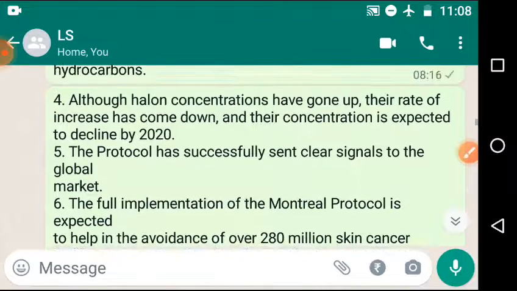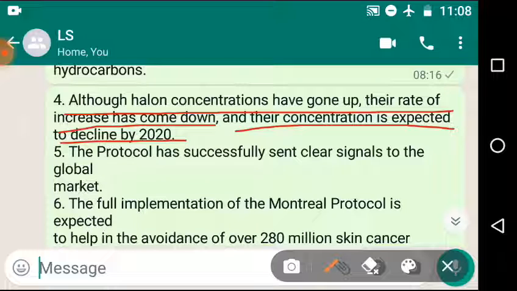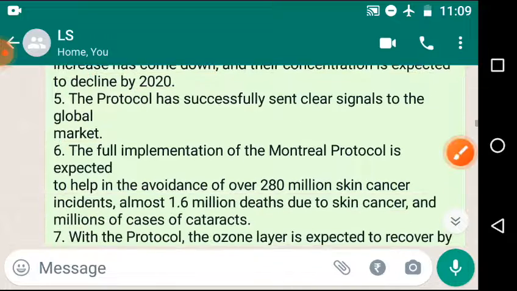Although halon concentration has gone up, the rate of increase has come down, and the concentration is expected to decline by 2020. It has been mentioned that within 2020, which has already passed, the use of halons has to be reduced, and will obviously be reduced throughout the world. The protocol has successfully sent clear signals to the global market. So globally, this protocol has had a very good effect.